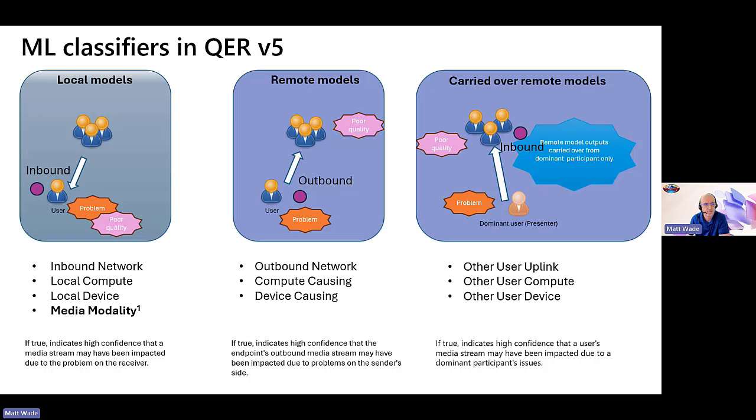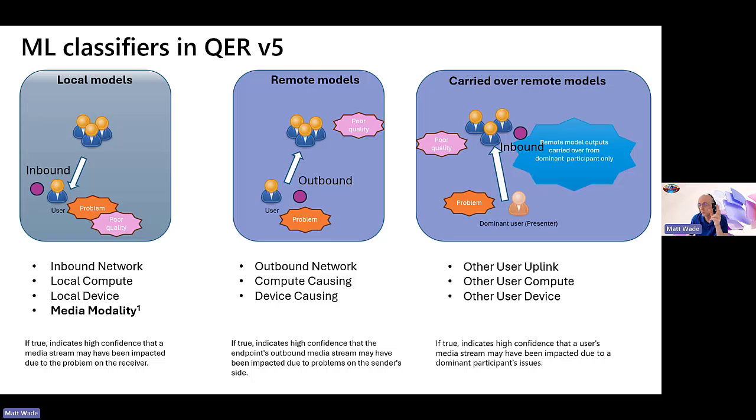Okay, so here we go with the classifiers themselves, a little bit more about the classifiers. We can see over here we've got what we call local models or inbound models. We can look at inbound network, local compute, local device, and then of course this media modality one over here is in here as well. Of course we do look at packet loss, latency, and jitter, but what's really nice about these classifiers is we look at average and burst values, max values. The original classifiers did not do that.